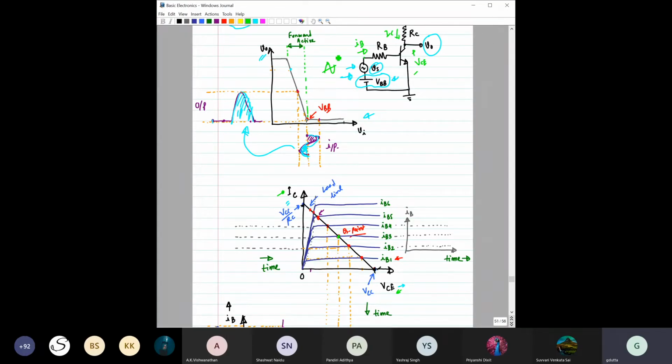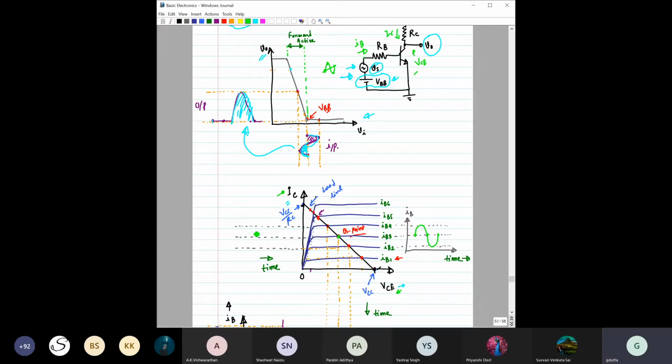During this point, IB would be maximum. During this point, IB would be minimum, right? And at this point, IB would be the same as the DC value due to VBB. Say this is that Q point. Now you are changing this IB like this. So IB is changing, and you can see that IB changes from IB3 to IB4 to IB2, within this range. So as a result, how will this IC change?